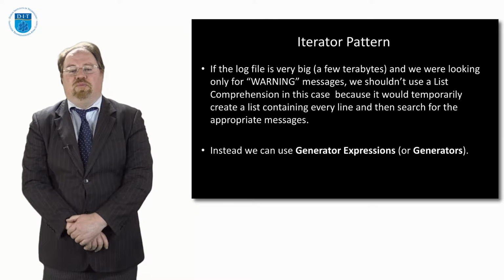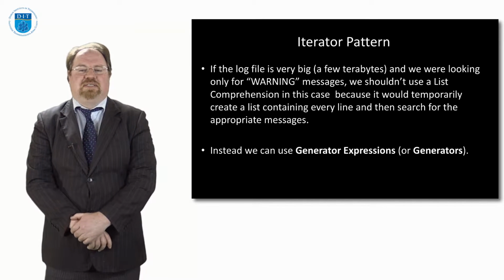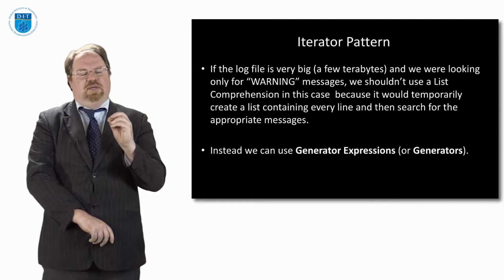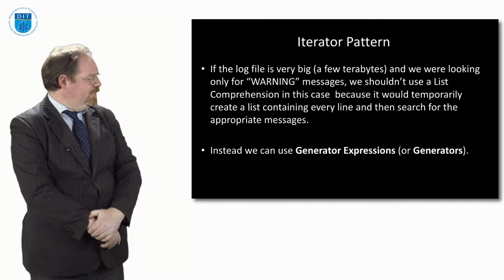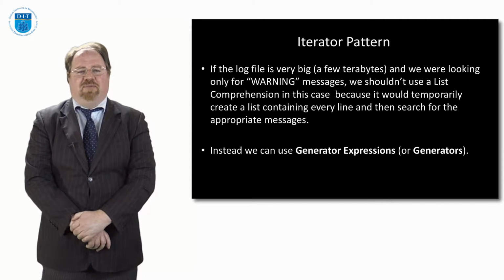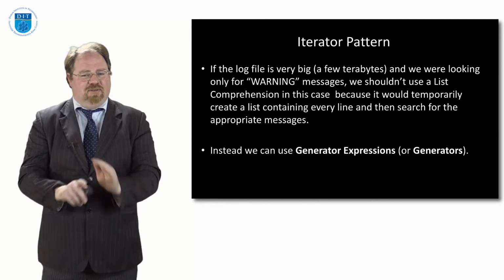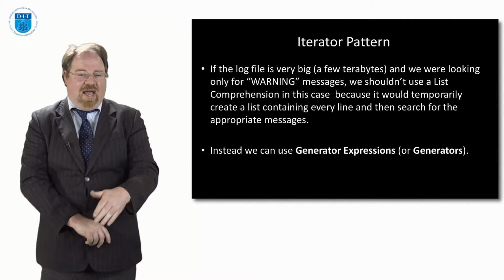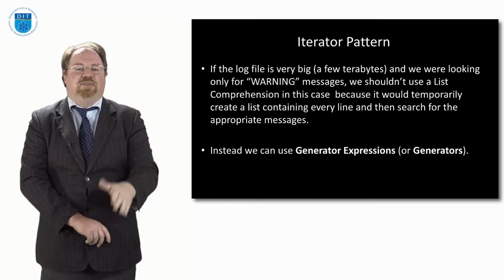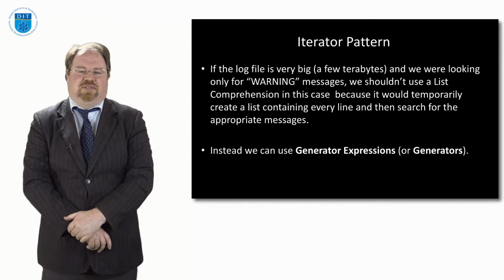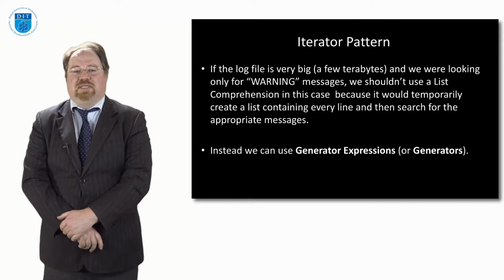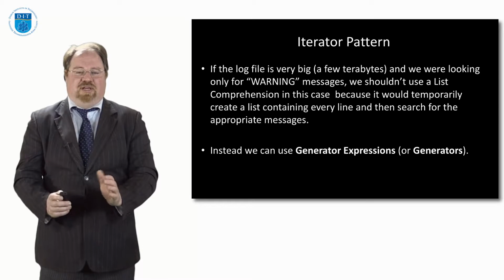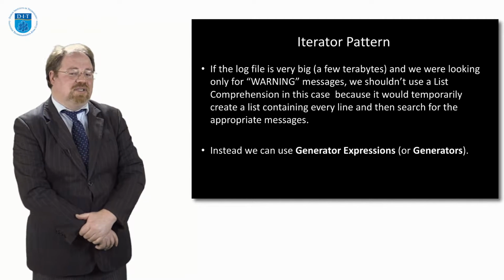So let's say we've got a big file, a couple of terabytes in size. We want to pull out all of the lines that say the word warning. It would work perfectly well if we just did a list comprehension, and it absolutely would. The only problem is when you create a list comprehension, it actually adds every element into a list first, and then it takes out the ones it doesn't want. So if we were to do this on a big file, it'd create a huge list and then just cut out the ones we don't want. That's the way it's doing it.